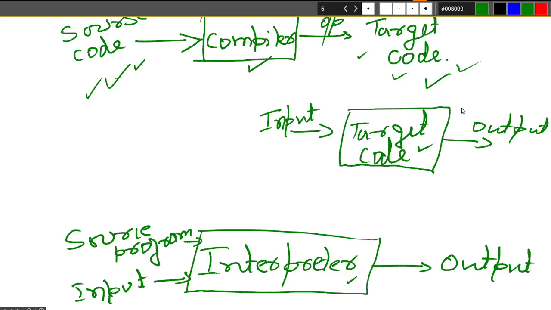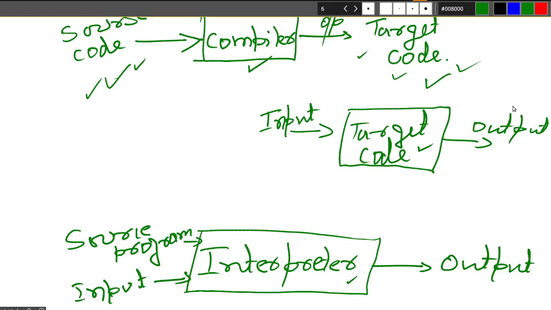Ram Krishna, can you tell me what is the purpose of compilers? For what purpose compiler can be used? Ram Krishna. Okay, Abhishek Upadhyay. Yes, sir. So what is the purpose of using compilers?